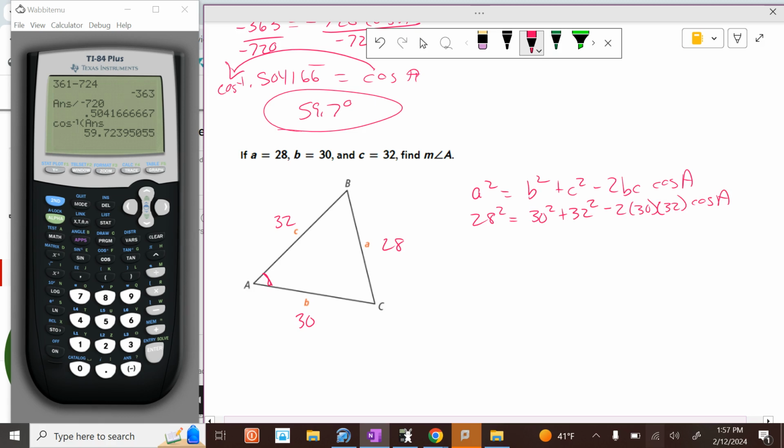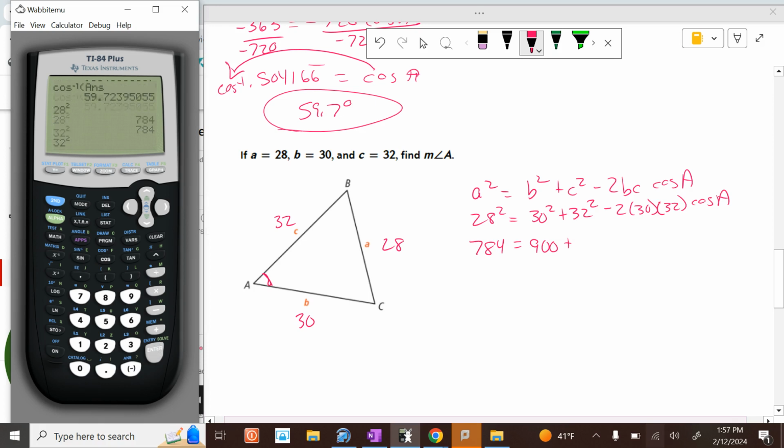When you're looking for an angle, you can't just type it straight into your calculator. Use your calculator to find each of the squares. So 28 squared is 784. 30 squared is 900. 32 squared is 1024. 2 times 30 times 32 equals 1920. So we have it spelled out there.